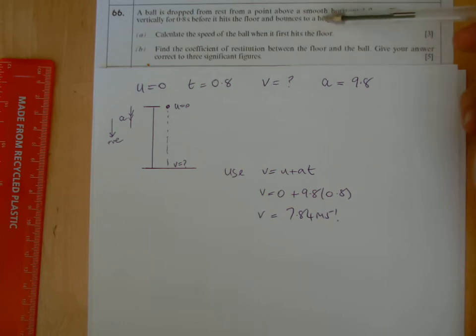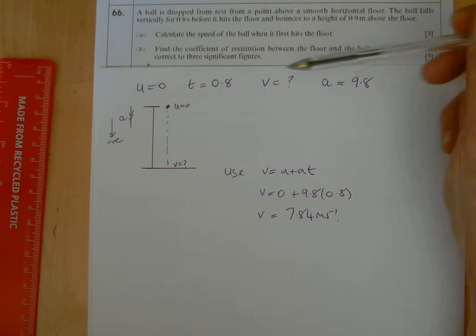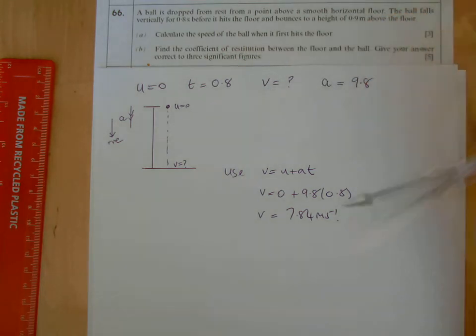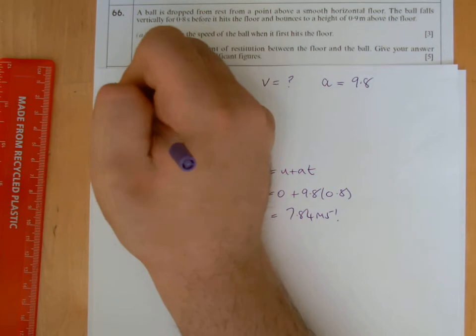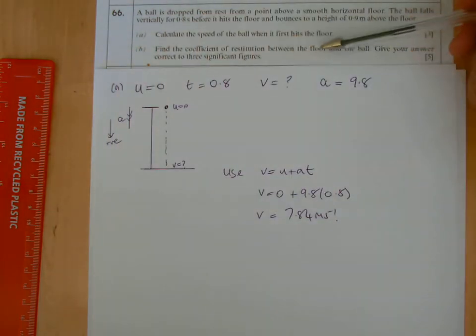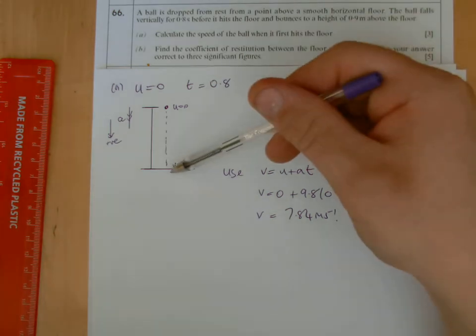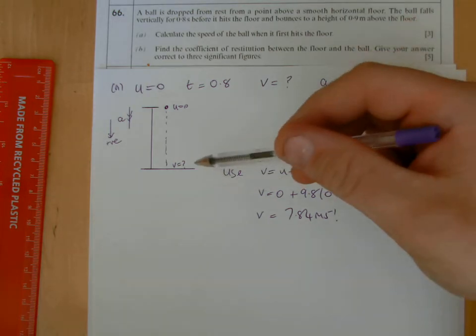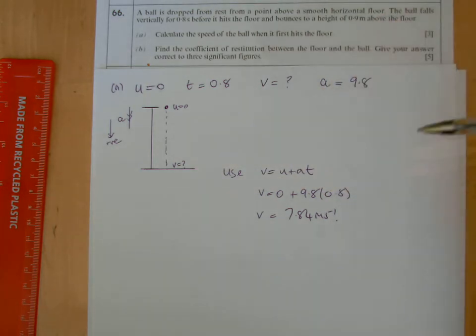It bounces then, it says, to a height of 0.9 meters above the floor. Find the coefficient of restitution. So we've answered part A, haven't we? We've found the speed when it hits the ground. Find the coefficient of restitution between the floor and the ball. Give your answer correct to 3 significant figures. So we've got an impact when it hits the ground.